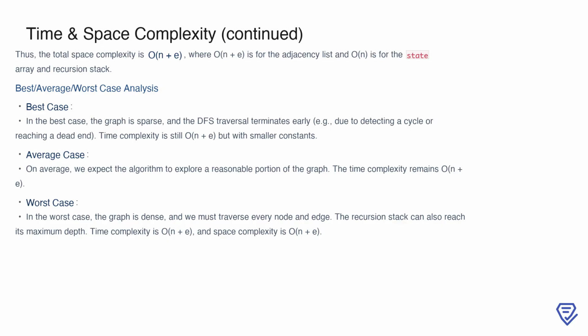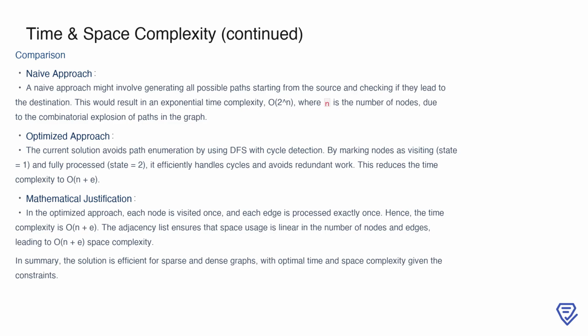When comparing approaches, a naive solution might attempt to generate all possible paths from the source and check if they lead to the destination. However, this results in exponential time complexity, O(2 to the power of n), due to the sheer number of paths in the graph. In contrast, the optimized approach leverages DFS with cycle detection to avoid enumerating all paths. By marking nodes as visiting or fully processed, it efficiently handles cycles and prevents redundant work. This reduces the time complexity to O(n plus e).